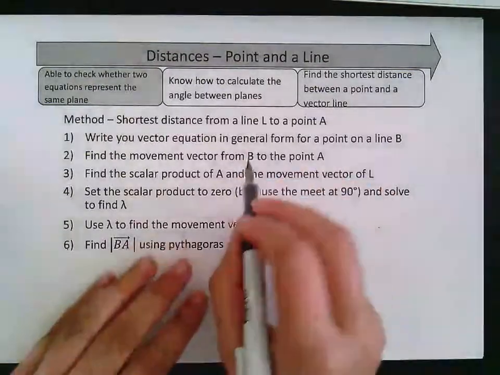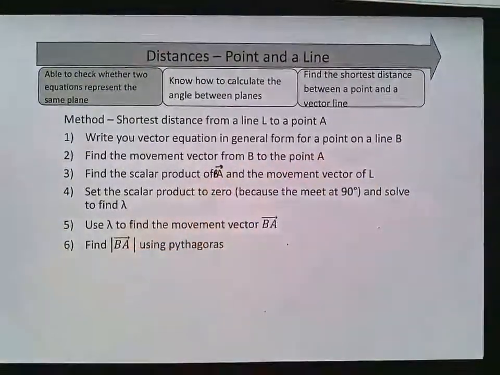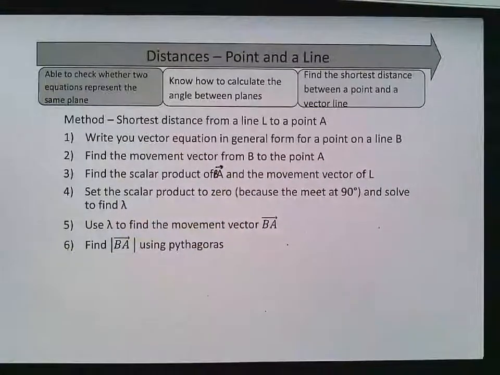Now I'm just going to write there, this should be B to A, so I'm going to correct that. Then, once we've got lambda, we find actually what the equation B to A is as a number, and then we use Pythagoras on that to get us our distance.